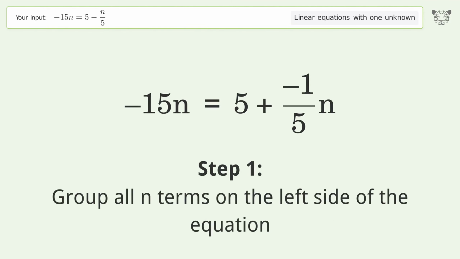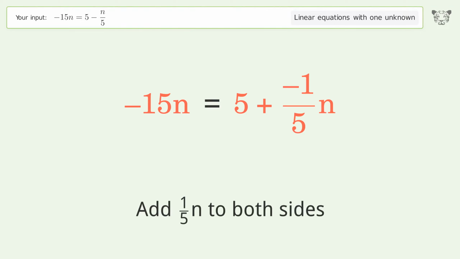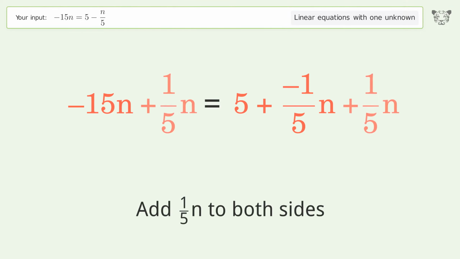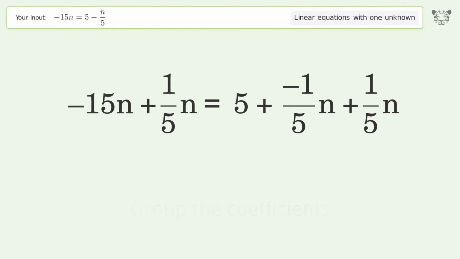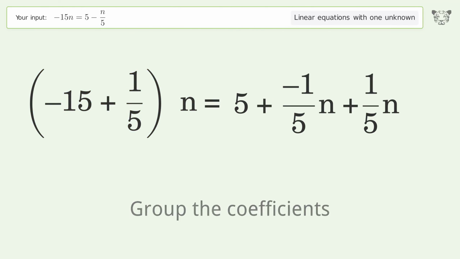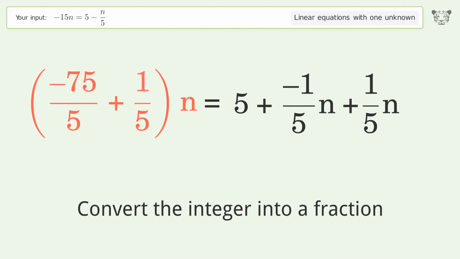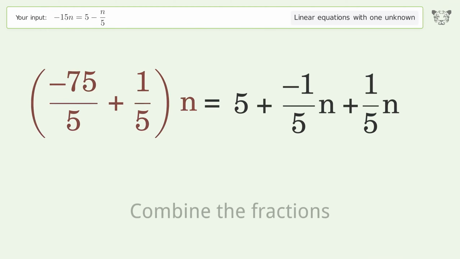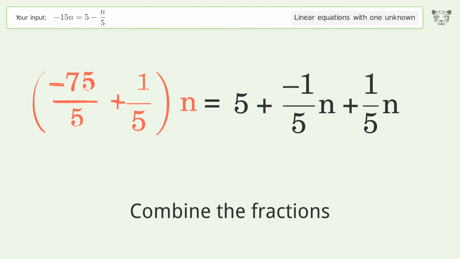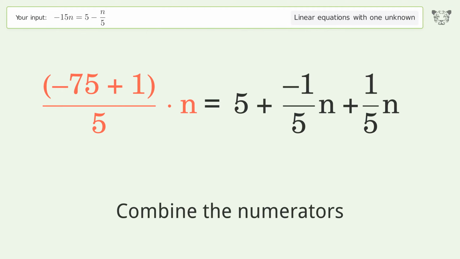Group all n terms on the left side of the equation. Add 1/5 to both sides. Group the coefficients. Convert the integer into a fraction. Combine the fractions. Combine the numerators.